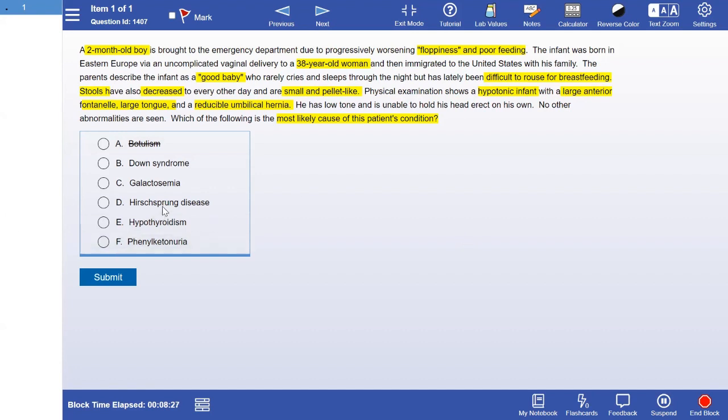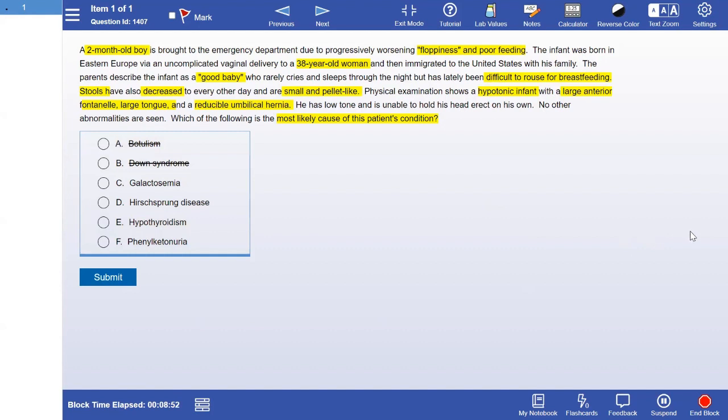And then again, when we go through the symptoms of Down syndrome here, we cannot see any other symptoms that are typically associated with Down syndrome. The only thing is that the baby is born to an elderly primigravida, but there are no other symptoms that typically match with Down syndrome. So Down syndrome is gone.